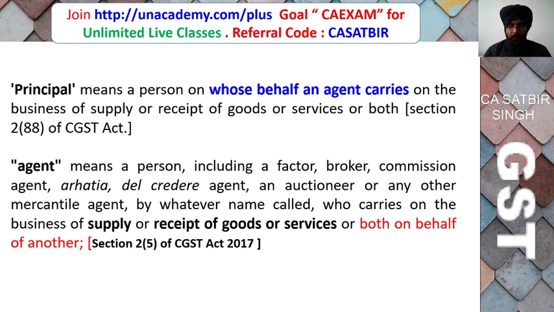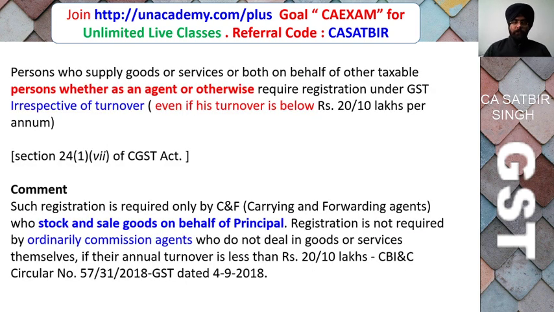Agent means a person including a factor, broker, commission agent, arhtiya, del credere agent, an auctioneer or any other mercantile agent by whatever name called, who carries on the business of supply or receipt of goods or service or both on behalf of another. So a person who supplies the goods or service or both on behalf of another taxable person, whether as an agent or otherwise, is required to take registration under GST even if his turnover is nil, or even if his turnover is below 20 lakh or 10 lakh per annum, because he is required to take mandatory registration under GST.